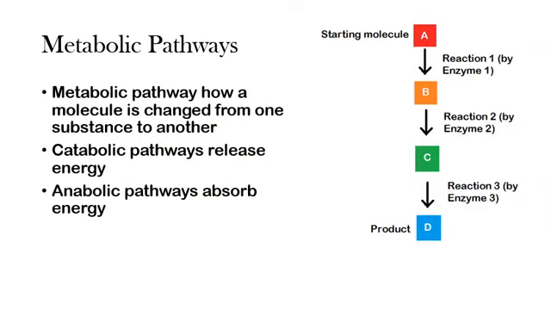Now the first thing is metabolic pathways. A metabolic pathway is how a molecule is changed from one substance to another. In other words, the molecule will start as A here, and through a series of reactions, it'll change to B, then to C, then to D. That whole pathway as a whole is a metabolic pathway.